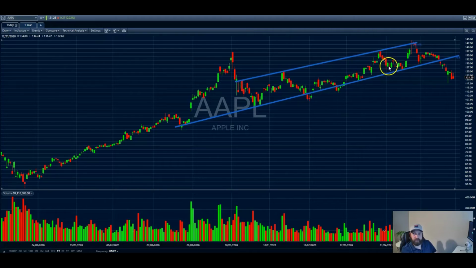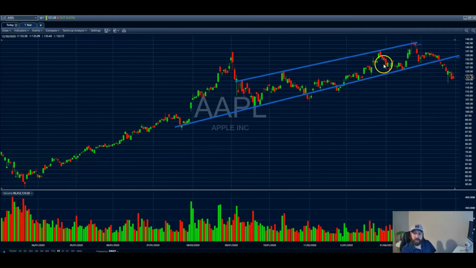So if you're going to play, you want to make sure to get in as close to the support line as possible. That way, if it breaks down through that support line, you can exit with a minimal loss and just try to ride it up to resistance.